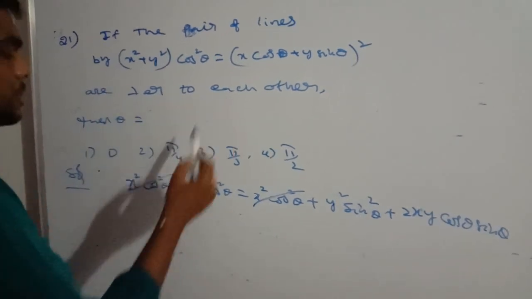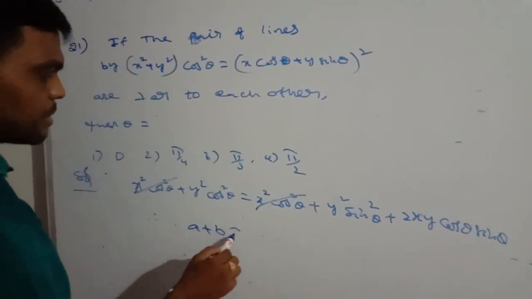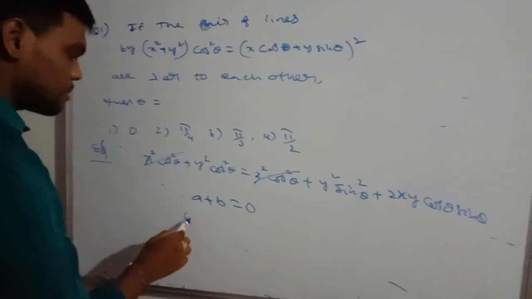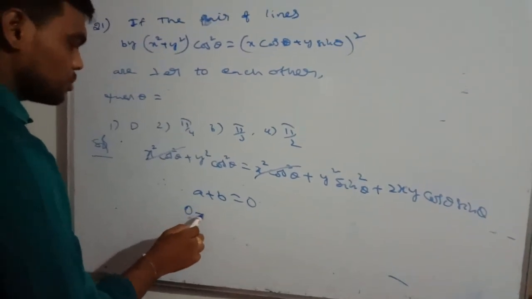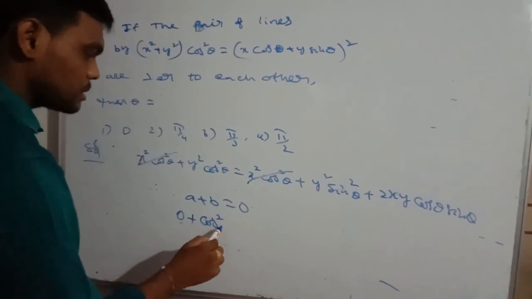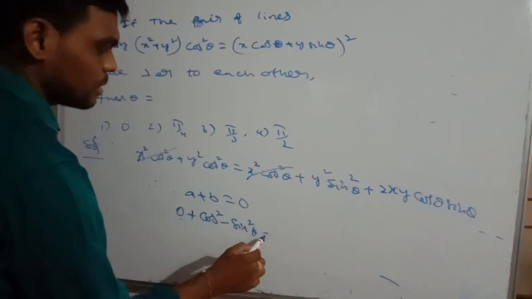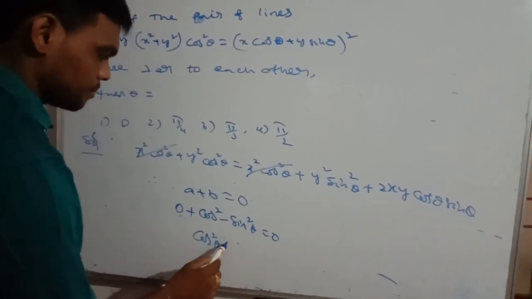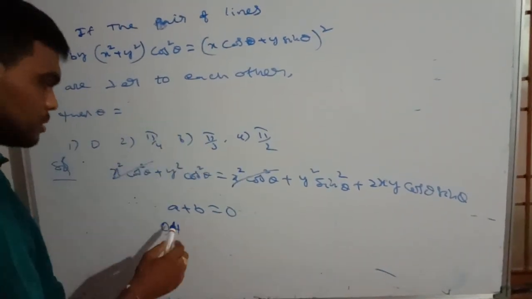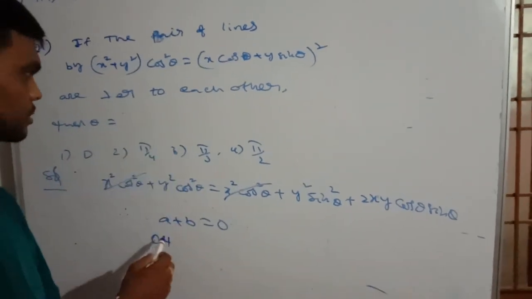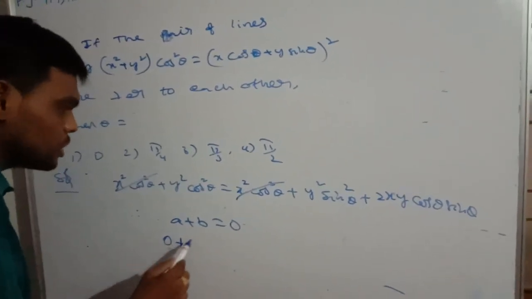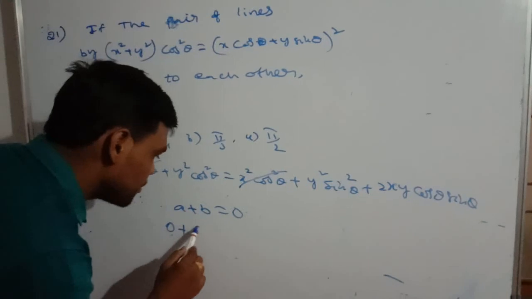Now perpendicular to each other means a plus b is equal to 0. Here a is the x square coefficient and b is the y square coefficient. Here the x square coefficient a is cancelled, so a is 0, plus the y square coefficient b, that means b is equal to cos square theta minus sin square theta. Now perpendicular to each other, what condition? Perpendicular to each other means a plus b is equal to 0. Here the x square coefficient a value is 0, and the y square coefficient is b.